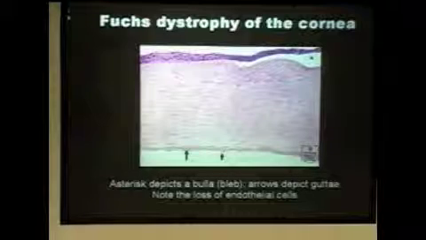Sympathetic ophthalmia. I'm going to skip over this. You will not be responsible for this. And we'll take our break.